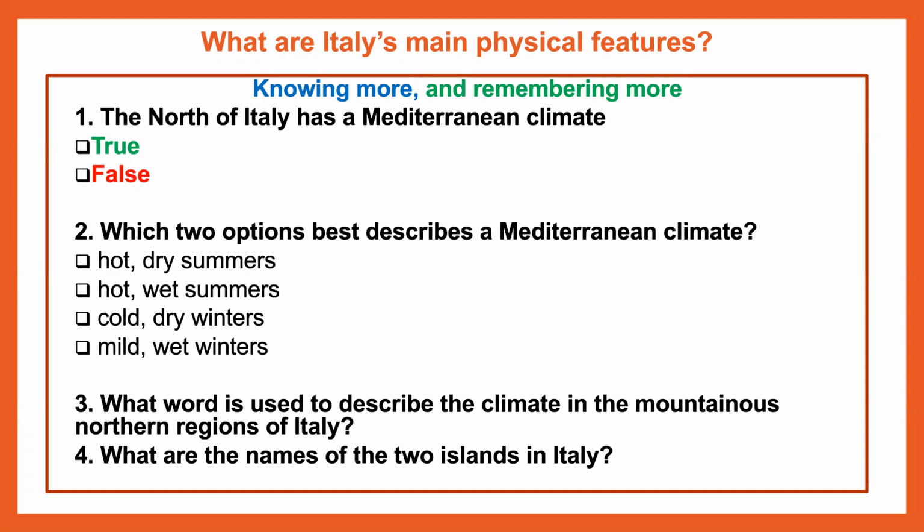So question number 1. The north of Italy has a Mediterranean climate. Is that true or false?